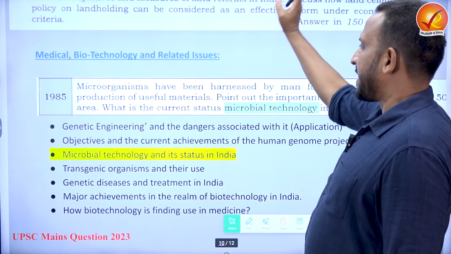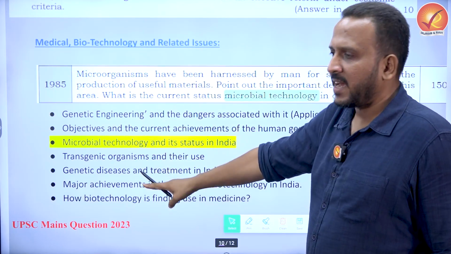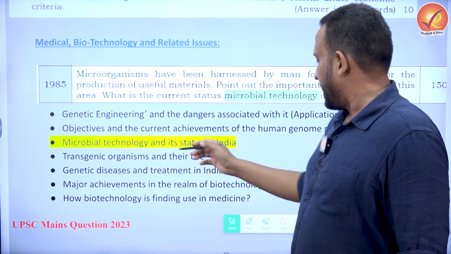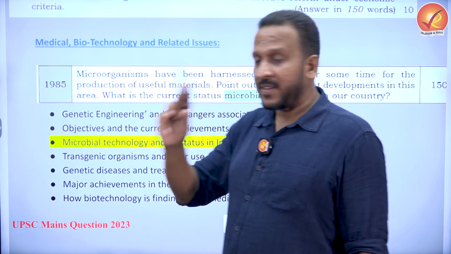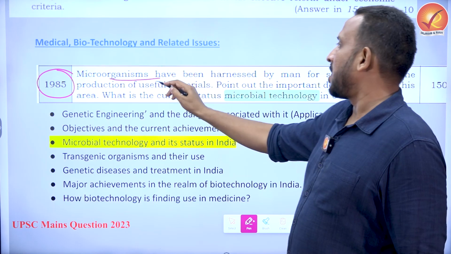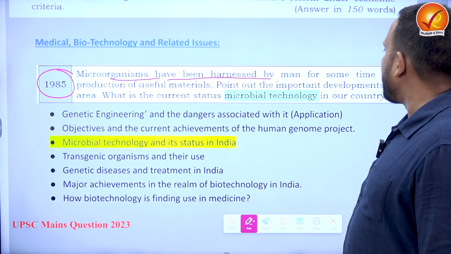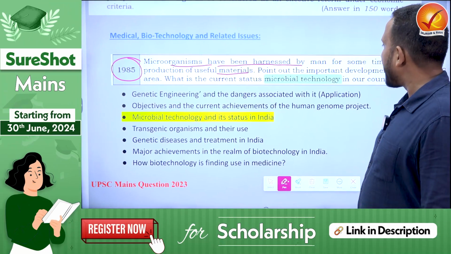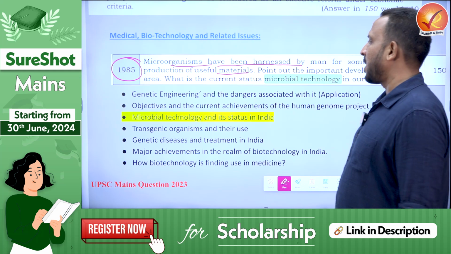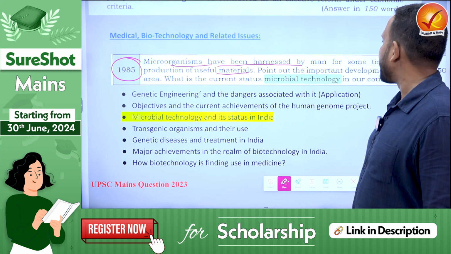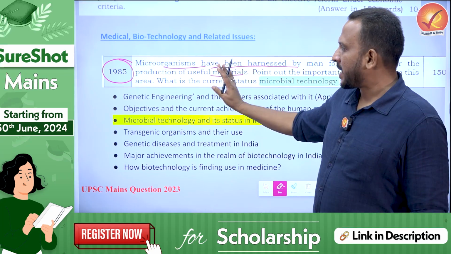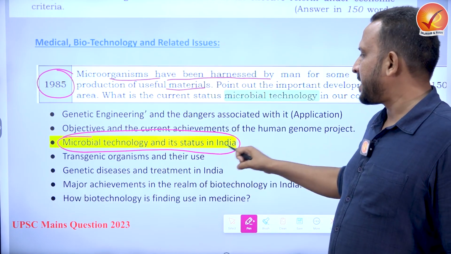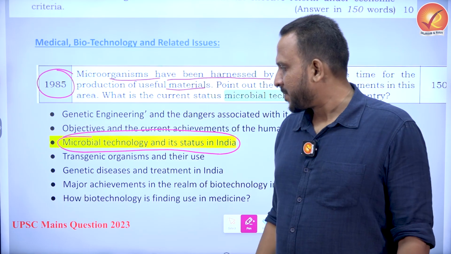Medical biotechnology and related issues. So these are the themes I have picked up from 7-8 questions. Now, see this question from 1985: Microorganisms have been harnessed by man for some time for the production of useful materials. Point out the important developments in this area. What is the current status of microbial technology in our country? After going through this question, I have got this theme: microbial technology and its status in India.